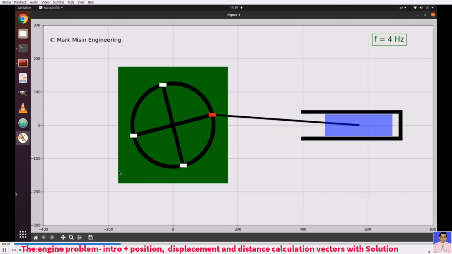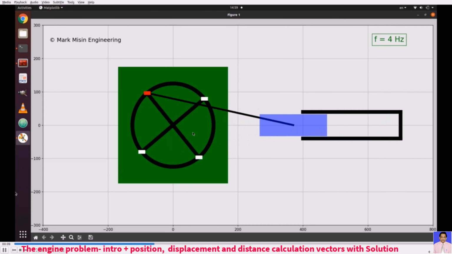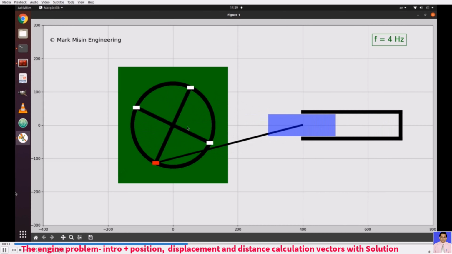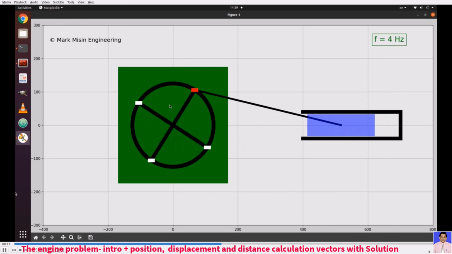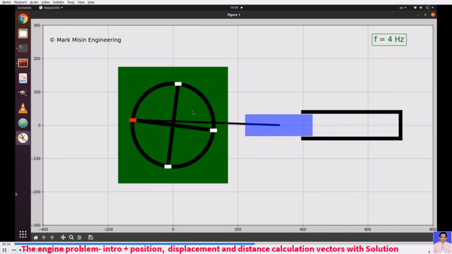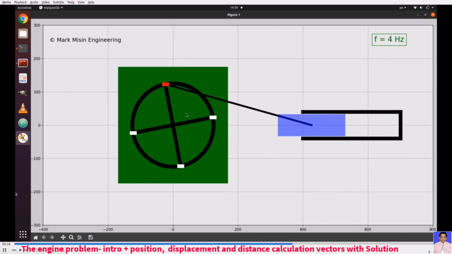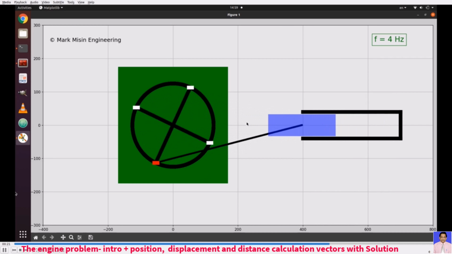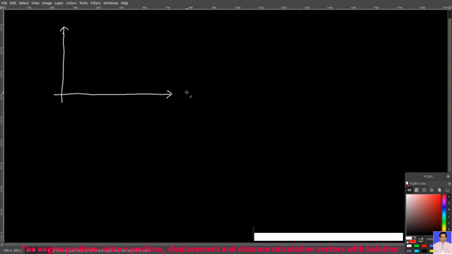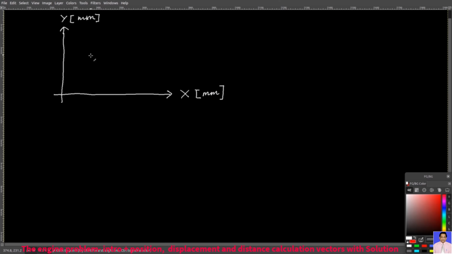And in order to do that, I need to give you some initial conditions. So essentially, what we need to do, we need to freeze this engine at some point and then give some initial conditions or initial dimensions to find the length of this connecting rod. And I'm going to do it like this. You have x in millimeters, y in millimeters. You have your blue piston here. Then this red dot on the crankshaft, it's here. And so this purple line, that's the connecting rod.